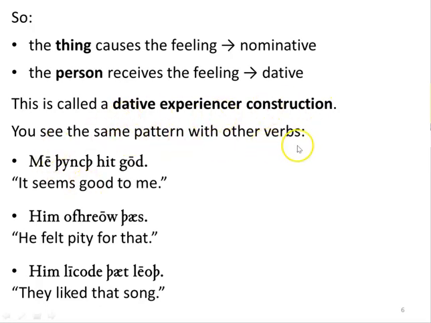You see the same pattern with other verbs. "Mē þynceþ hit gōd." It seems good to me. It, good, seems to me, or to me, seems it good. Now, "to me seems it good" is not out of the bounds of being understood in modern English. You could understand what I'm saying if I said that. It sounds a bit stilted and odd. You could do it, but we don't. So "mē þynceþ hit gōd," it seems good to me.